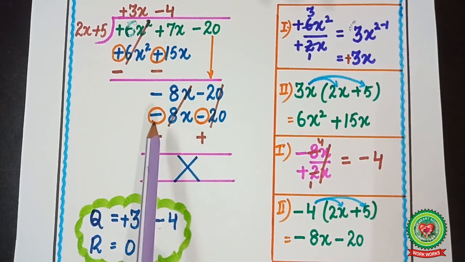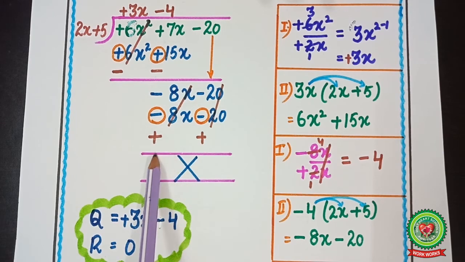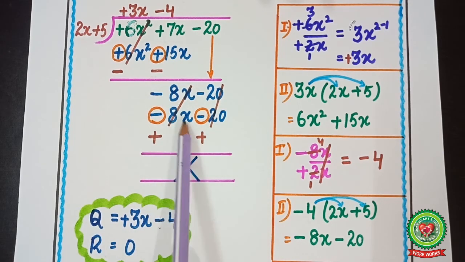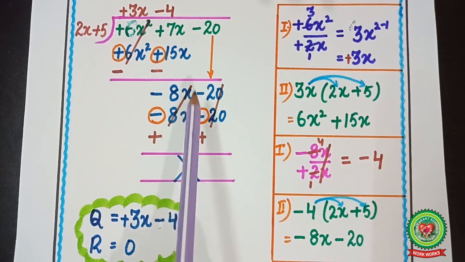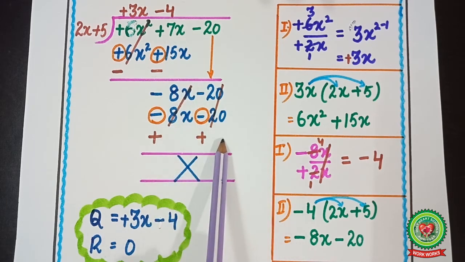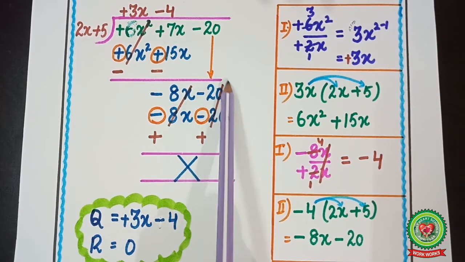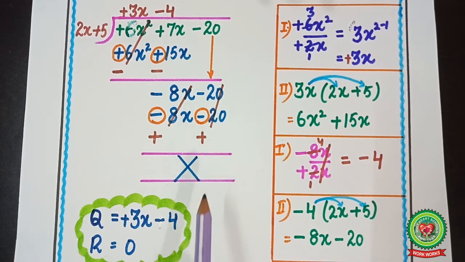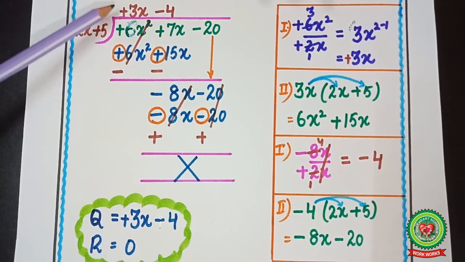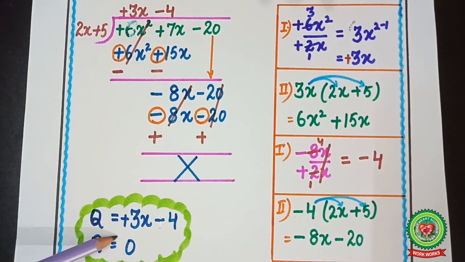Minus will change into plus and again minus will change into plus. Now minus 8x plus 8x, these are like terms with the opposite sign, so you have to cut them. Next you will have minus 20 and plus 20. So these are the same numbers, right? But with the opposite sign. So again you have to cut them both. So you are left with nothing. Nothing means 0. So from here you can see that you got the quotient as plus 3x minus 4. You will write here quotient is equals to plus 3x minus 4.